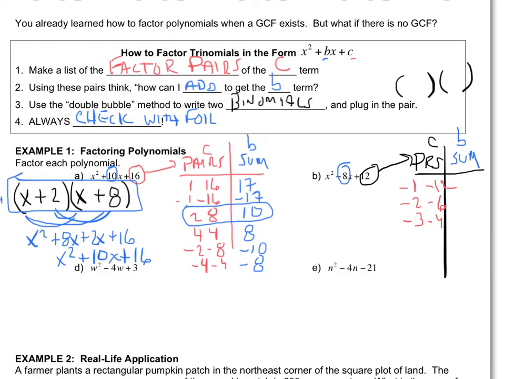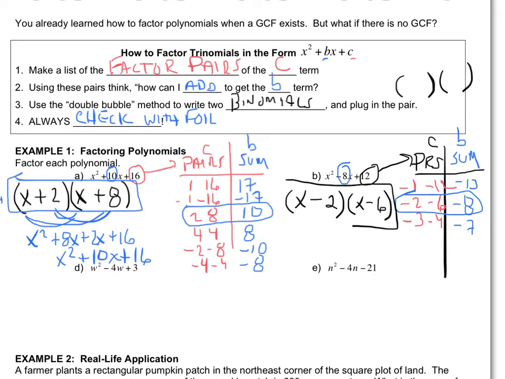Well, when I add these together, I get negative 13, I get negative 8, which is what we're looking for, and then just to verify, negative 7. So here is the pair that we want. So again, I use my double bubble, and I'm using x's, and this time I see a negative 2 and a negative 6.